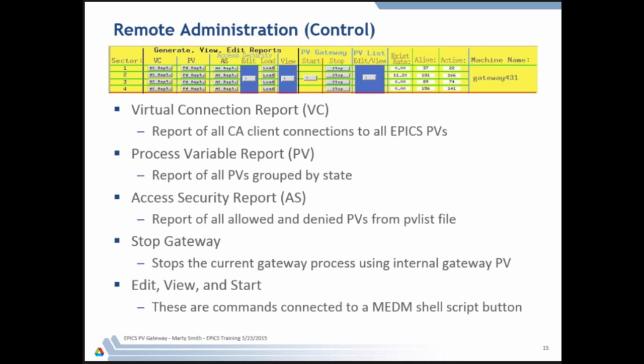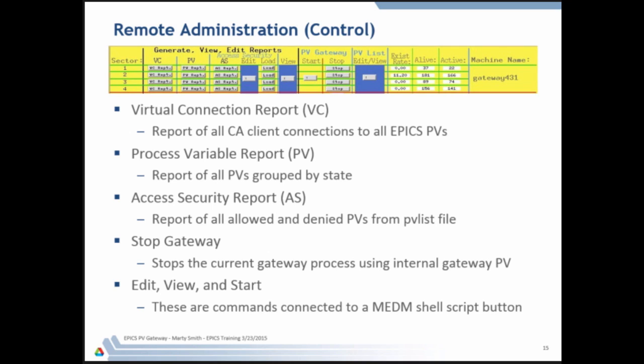So to control the PV gateway, there are some internal PVs that we can use to provide a virtual connection report, which is a report of all the channel access clients to all the EPICS PVs. You can get a process variable report, which is a report of all the PVs grouped by the state they're in. So they could be connected, disconnected, dead, active, inactive. That report groups them by which state they're currently in.